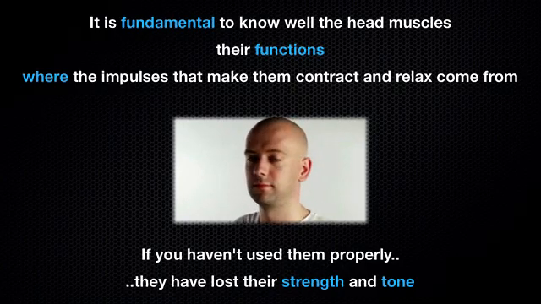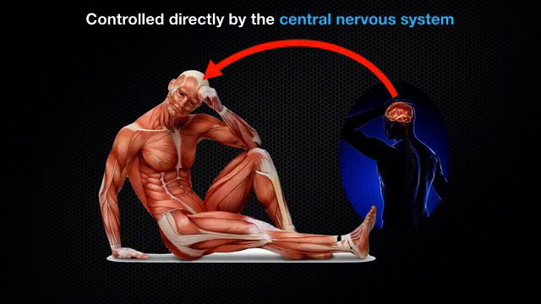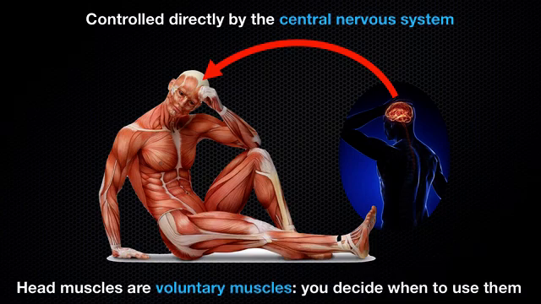The face and head muscles are part of the skeletal musculature and are controlled by the central nervous system. These types of muscles are called voluntary because you decide when to use them. These muscles differ from the involuntary muscles like the heart or the muscles of the digestive system, for example, which are not under our direct control. Any facial expression we are able to make is due to this characteristic of voluntary muscles. It is something you can control.